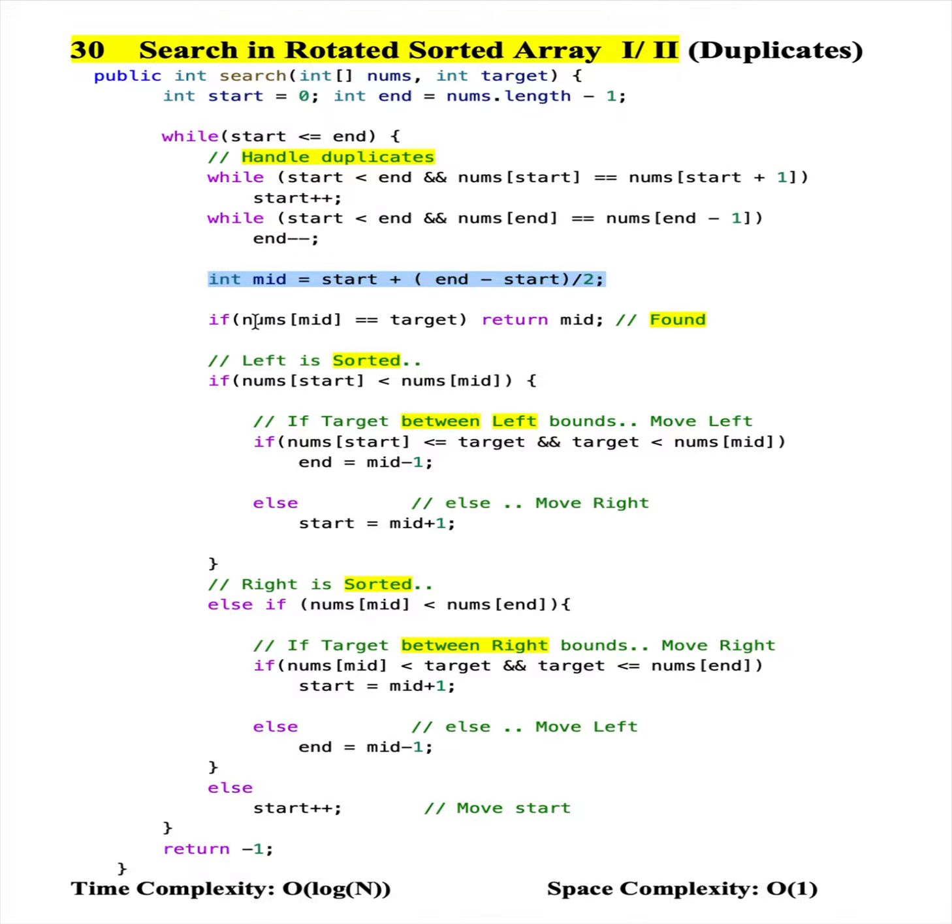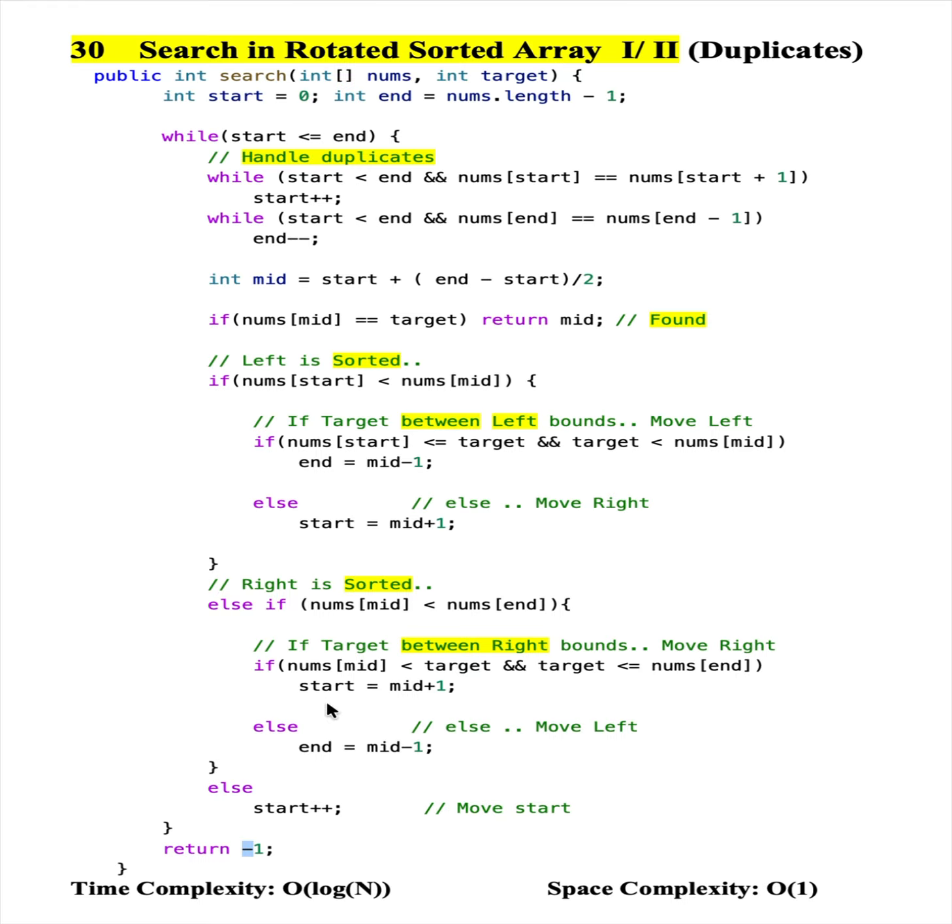Once the element at the mid is equal to the target, we return the mid, or we return true if it is found. Otherwise, we look for the sorted half. If left is sorted, we check if the target is between the left bounds. Otherwise, look on the right side. If right is sorted, we check if the target is between the right bounds. Otherwise, we move again back to the left side. If nothing else works, then we just increment the start pointer. At the end, if we have not found the element, we return -1.